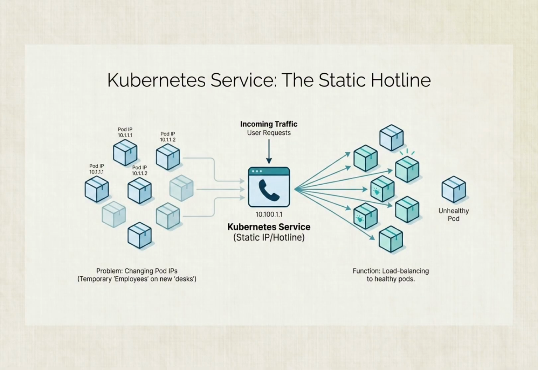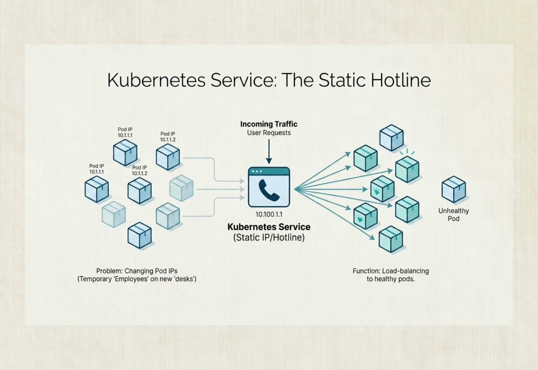Because these containers are temporary and their individual IP addresses change whenever they restart or update, Kubernetes gives us a permanent feature called a service. A service acts as a static, never-changing department hotline number. No matter how many individual container employees change desks in the background, the hotline phone number stays exactly the same, safely load balancing order data to healthy pods.